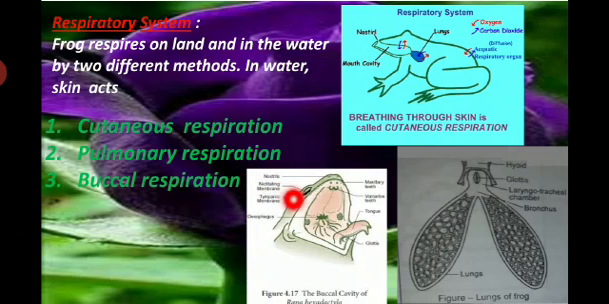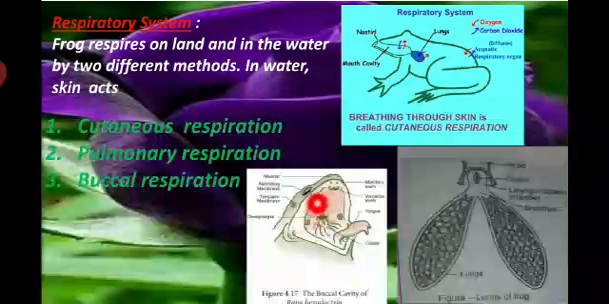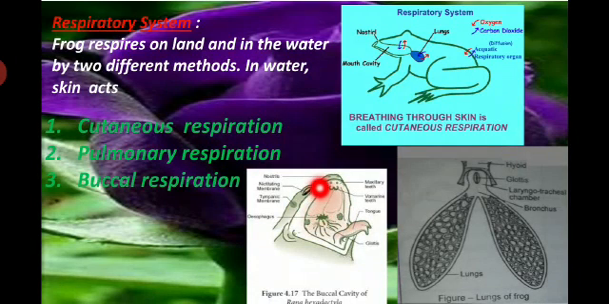Buccal respiration. So on the land area the mouth remains permanently closed while the nostril remains open. When the nostril is open, the mouth will be closed. Okay? So the floor of the buccal cavity is alternately raised and lowered. So it is raised and then lowered. So the air is drawn into and expelled out of the buccal cavity repeatedly through the open nostrils.